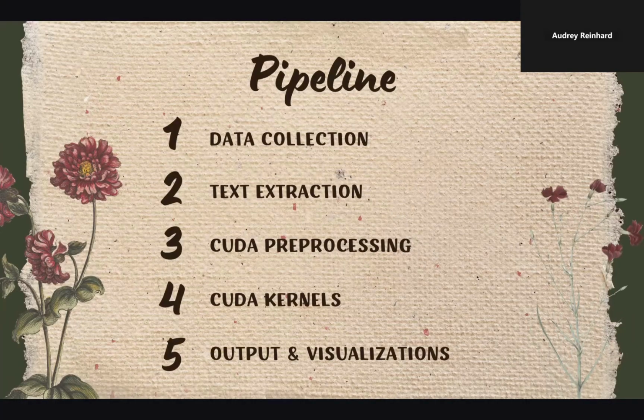Our pipeline has 5 stages. First, data collection, where we scrape documents directly from the DOJ website and Court Listener. Second, text extraction from the PDFs. Third, we have CUDA preprocessing, where we build the vocabulary and flatten the corpus. Fourth is the actual usage of CUDA kernels. And then fifth, we have our output and visualization through the Streamlit dashboard.